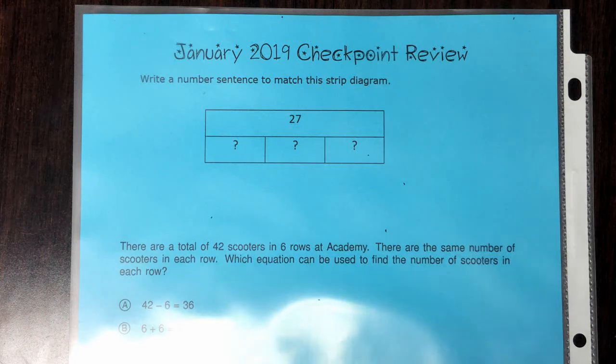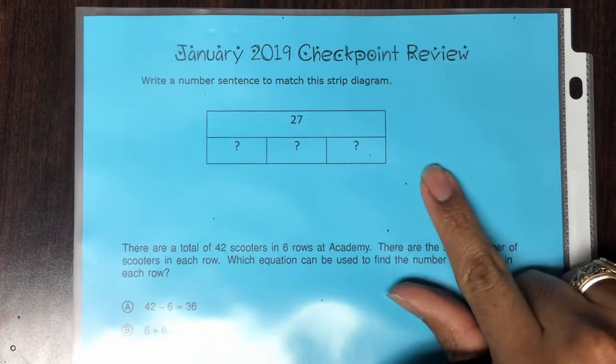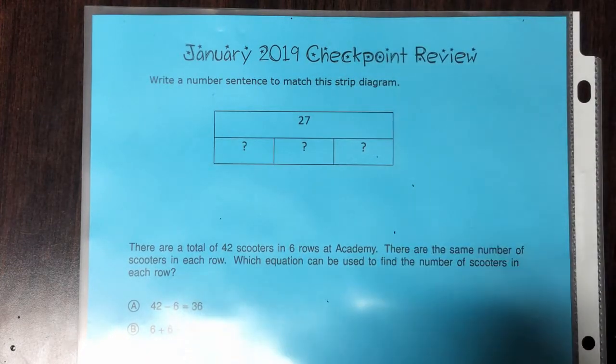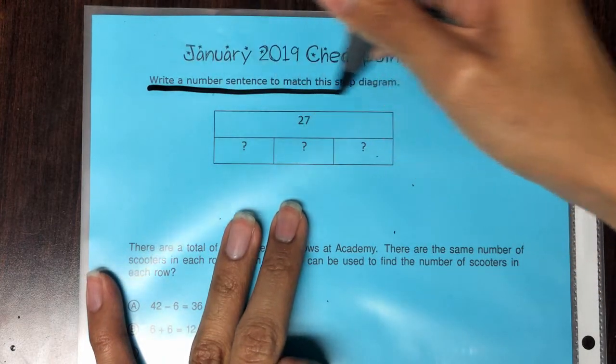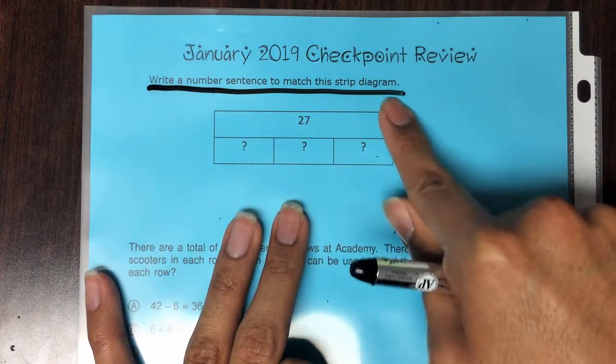Go ahead and take out the sheet of paper that's in the middle of your table under the bucket. We're looking at the side that has a picture of a strip diagram, and we're going to start with this question. Since there's not a question mark, let's just go ahead and underline the sentence. It says, write a number sentence to match this strip diagram.